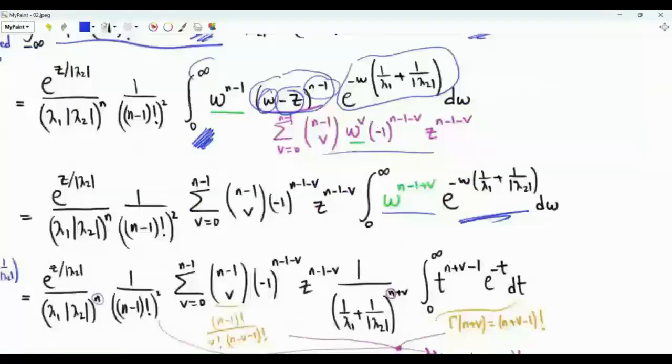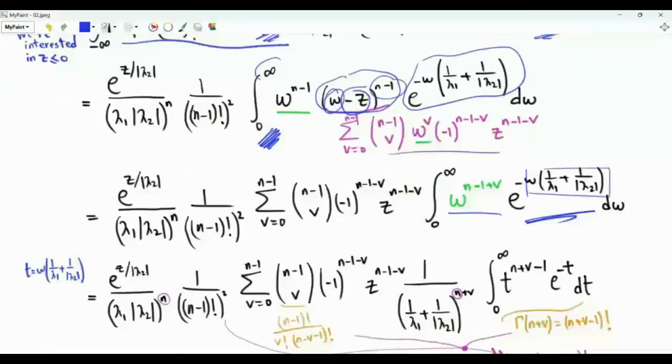The way to go is simply to do a change of variables. Let's call this w times (1/λ1 + 1/|λ2|) this thing t. If we do this change, we end up with an integral from 0 to infinity of t to the n + v − 1 e to the minus t dt. That's gamma of n + v, which is (n + v − 1) factorial.